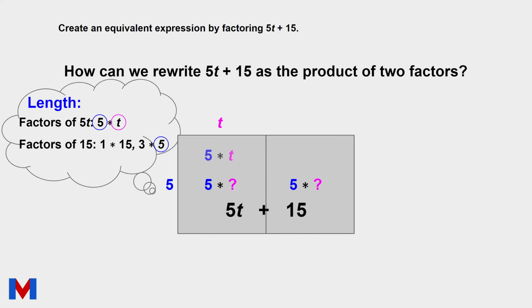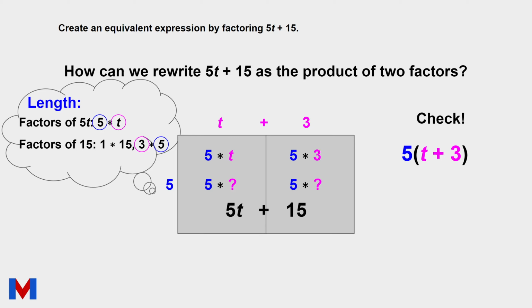On the right, I see that to get 15, if I'm using 5 as one of my factors, the other factor is 3. So 5 times 3 would give me 15. This means that the width of the rectangle, the total width, is going to be t plus 3. So to rewrite the expression as the product of two factors, I would take the length of 5 multiplied by the width, which is the quantity of t plus 3.